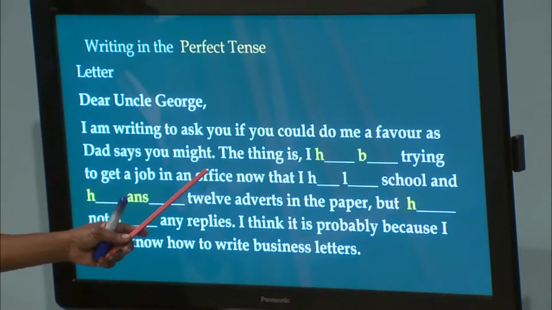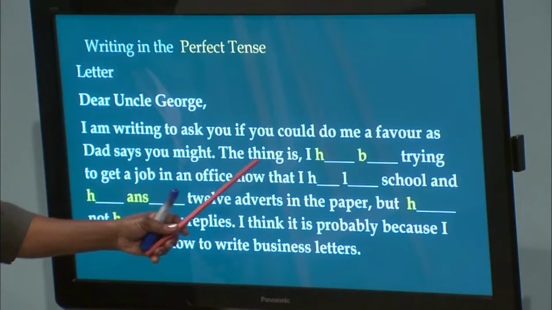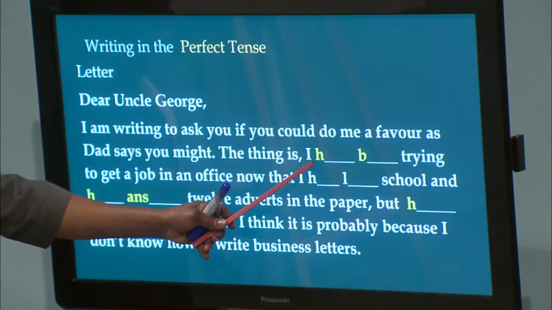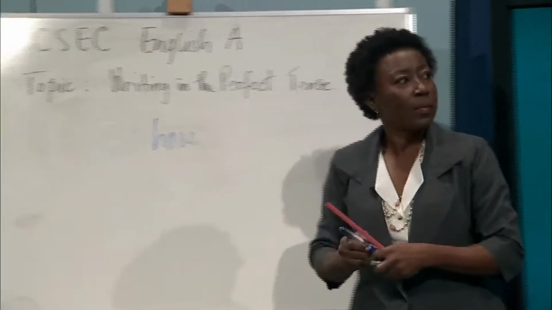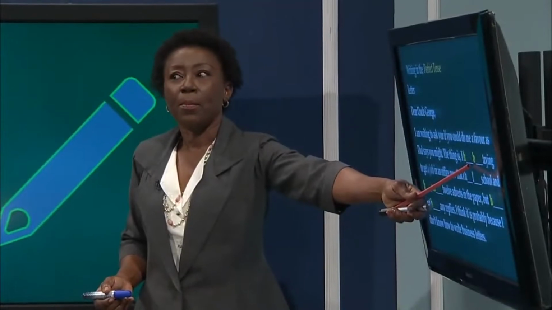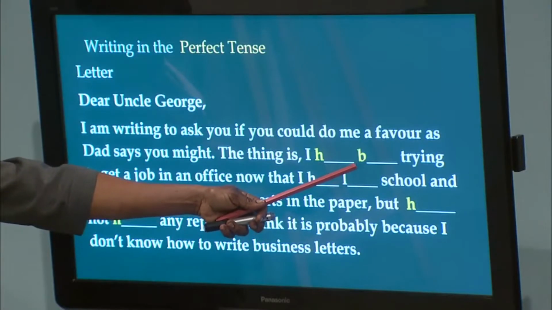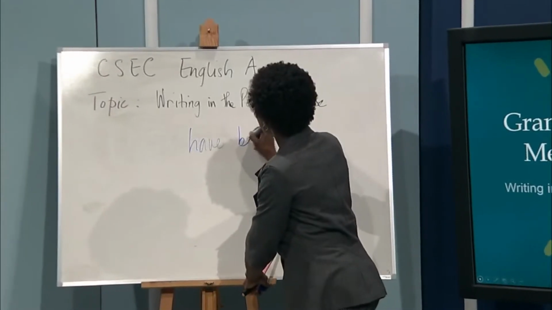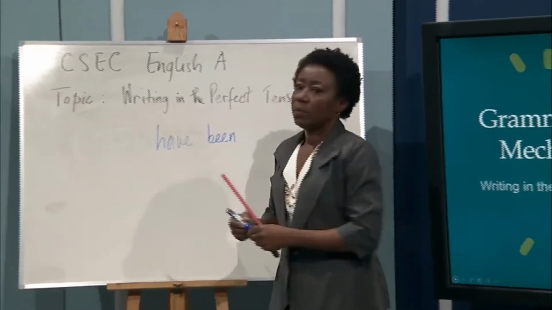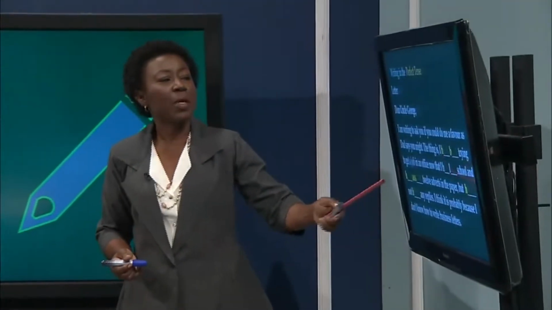Let us read the second sentence. The thing is, I have. Have. So I have. Very good. Have. I have what? Been. I have been. Have been. Okay. Trying to get a job in an office.